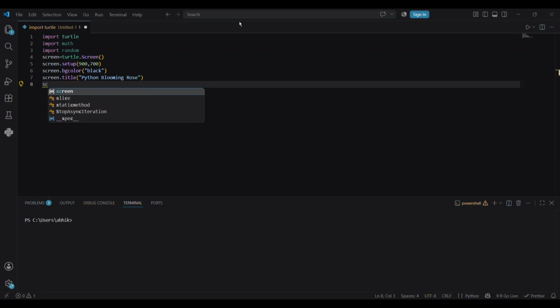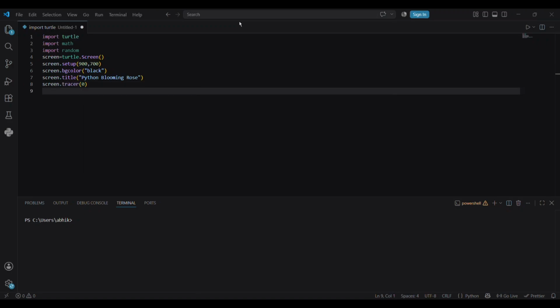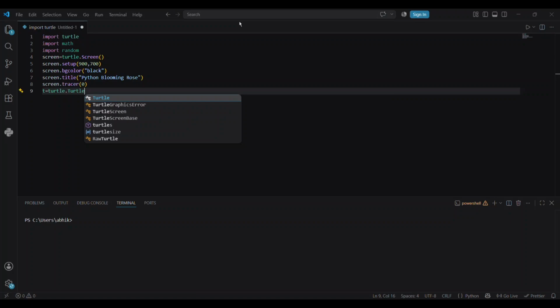Next, we hide the turtle icon since we only care about the dots it leaves behind, and set its speed to maximum. Our color palette mixes red, deep pink, hot pink, magenta, orange, and crimson, giving the rose a warm, layered feel instead of one flat color.